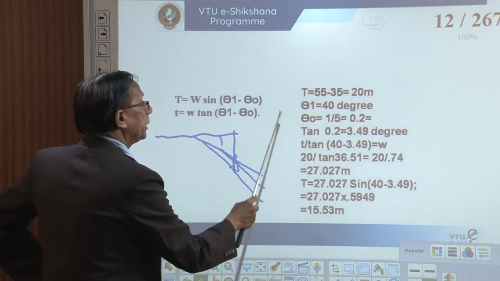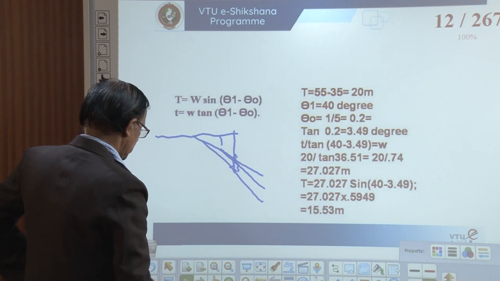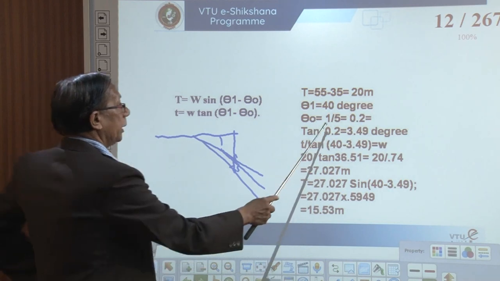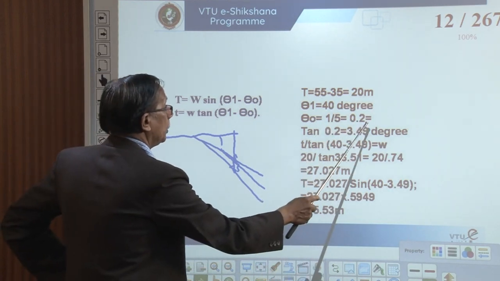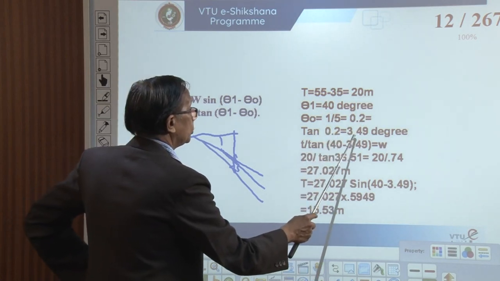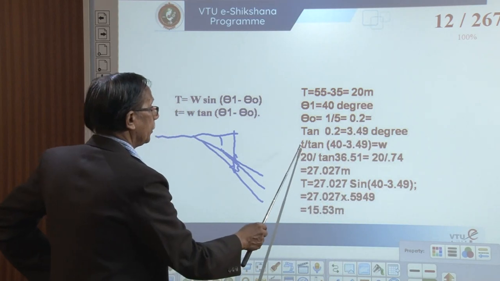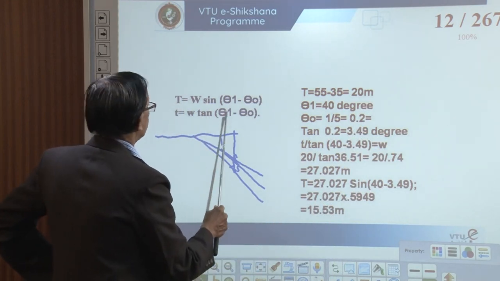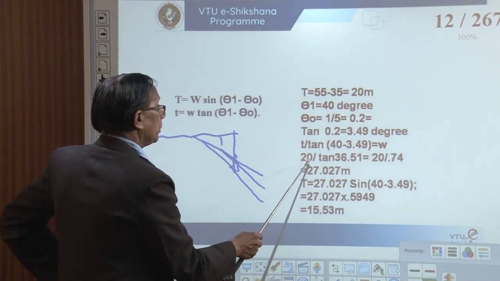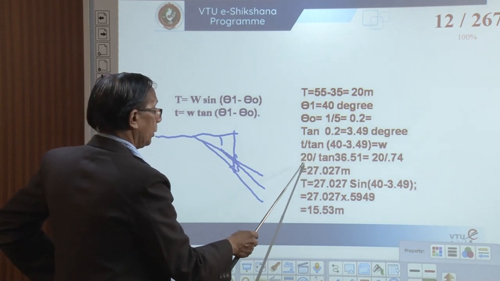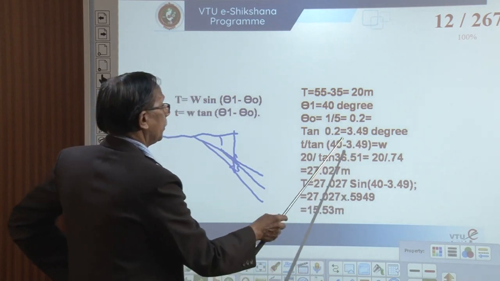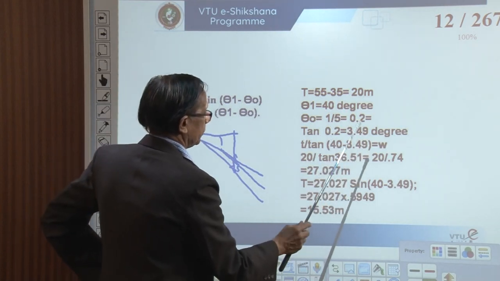Theta 2 is 1:5, as given. 1:5, that is the gradient of the ground. 1:5 means 1 upon 5, 0.2, and for 0.2 we have to find tan theta, that is tan of 0.2, which is 3 degree 49 minutes. Therefore, we have the formula W equal to t over tan of theta 1 minus theta 2. We substitute: small t is 20, tan of 40 minus 3.49, that is 36.51.